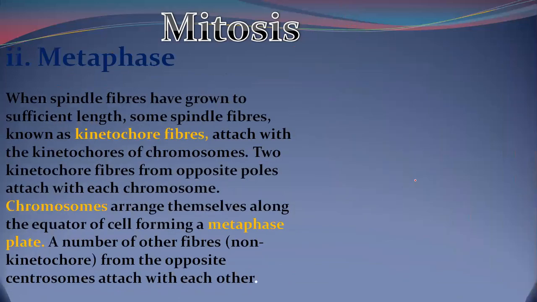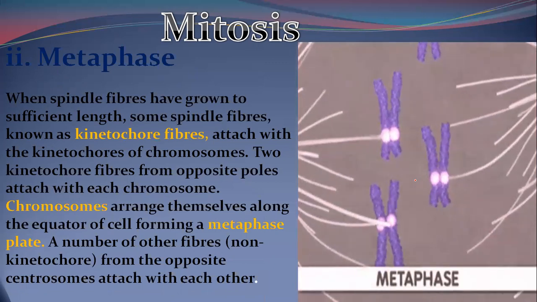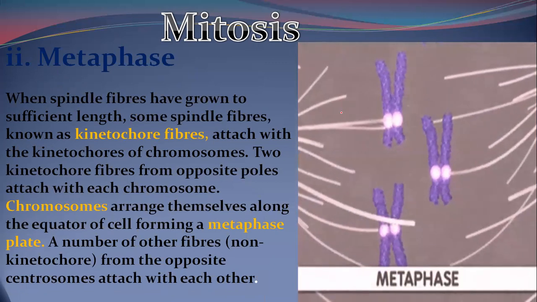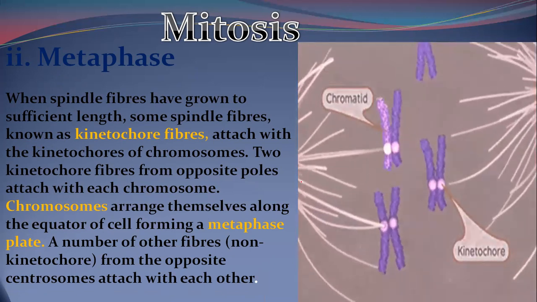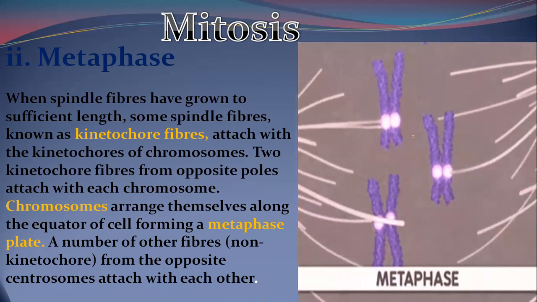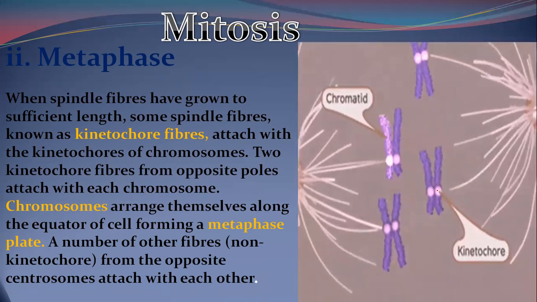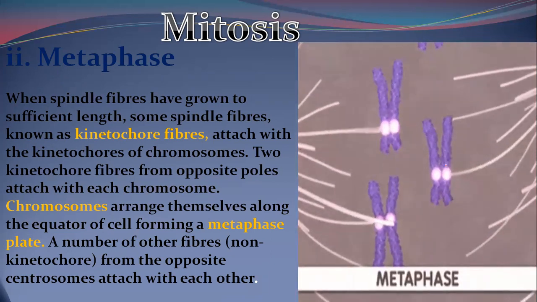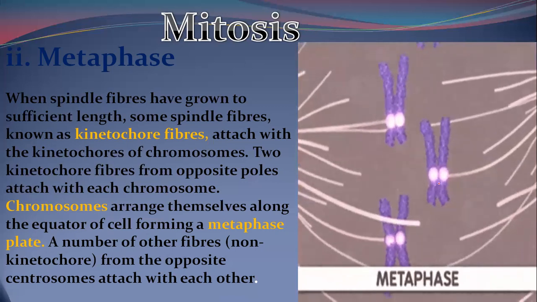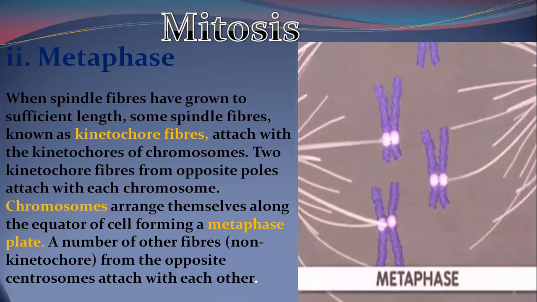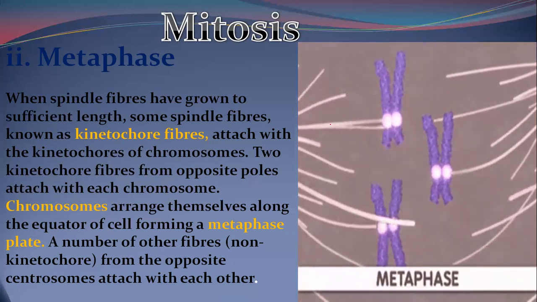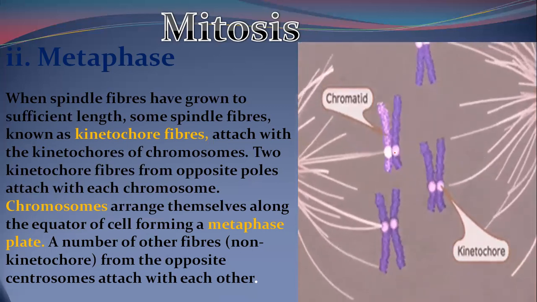So now we will see the next stage. Before, we have seen the longest stage of mitosis, prophase, in which spindle fibers are formed, centrioles move to both sides, and the nuclear envelope and nucleolus disappear. Now this is metaphase. Spindle fibers have grown in length from both sides to attach to the kinetochore. This is the kinetochore of the chromosome. Because there are two chromatids, one will join from here and the other will join from the other side at the kinetochore.